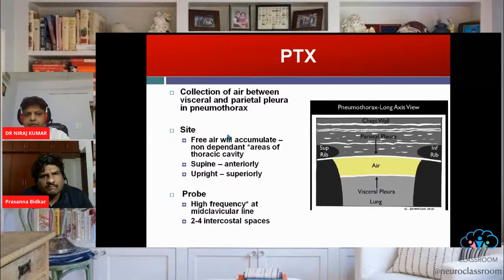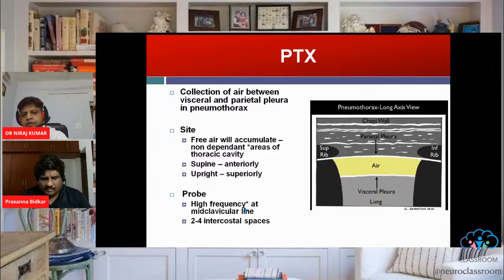So that means if the patient is in supine position, it will accumulate in the anterior part of the chest. And similarly, if the patient is in the upright position, it will accumulate superiorly. Regarding which probe we should use here, although you can use any kind of probe, I recommend that since we are trying to visualize this pleural content, it's better to use the high frequency linear probe.